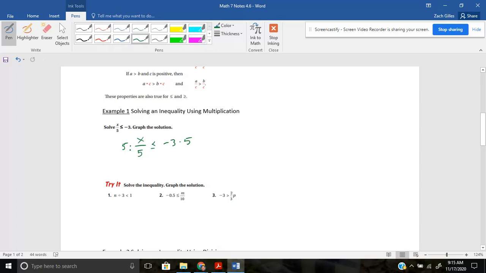Notice, in my first step, I'm multiplying by a positive 5. This is multiplying by a positive, so I don't need to switch the inequality. Multiplying by 5 and dividing by 5 are inverses, so they cancel. I'd be left with x is less than or equal to -15 for my solution, and then graph it.